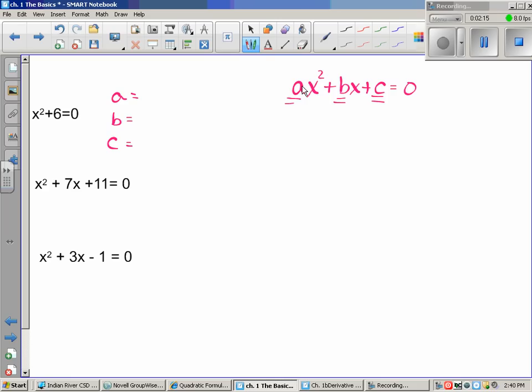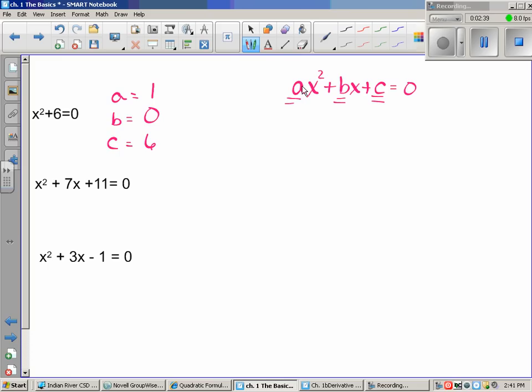A is the coefficient next to x squared, and of course in this case is 1. B is the term that's next to x to the first power, or just plain x. And you'll notice there isn't one of those terms. So what does that mean B is? Great. And then C is the constant, or the number that's all by itself, not with an x at all, and of course in this case is 6.